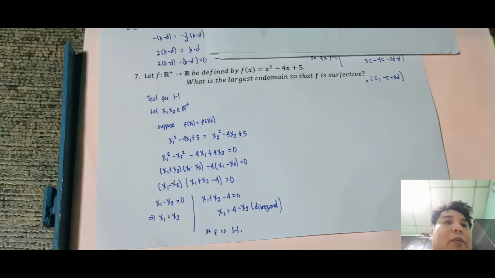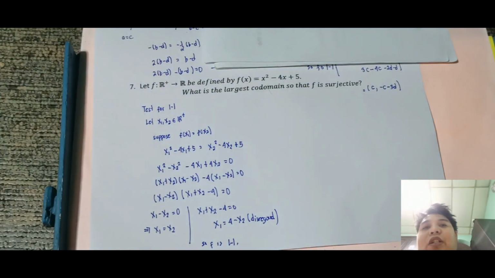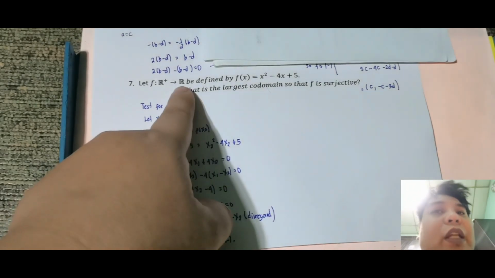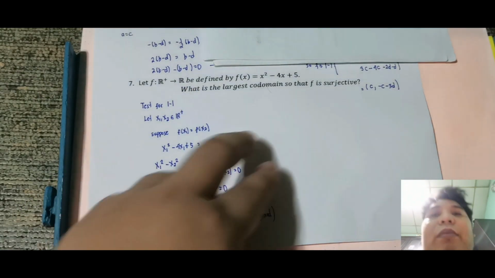So pag na-encounter mo yung mga may x squared minus 4x plus 5, ayun yung mga discarding gagawin nyo. Pwede kang mag-disregard as long as gumamit ka ng zero product property. So ngayon test for onto, or hanapin na natin largest codomain, so that f is surjective. So codomain meaning dito sa R, doon tayo hanap. Anong klaseng R yung kailangan para maging surjective siya?